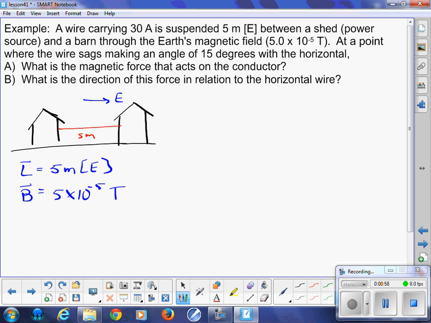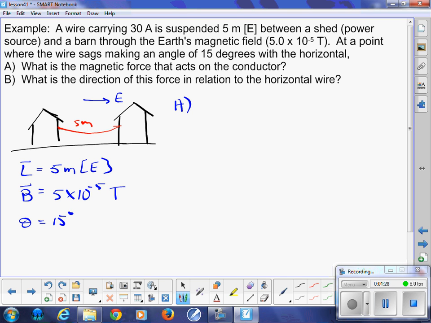And a point at the wire where the wire sags makes an angle of 15 degrees to the horizontal. So I guess the wire is actually sagging. I'll fix that up a little bit. So it sags. The wire is still 5 meters in length. It sags and it makes an angle of 15 degrees with the horizontal. So when we look at that, we now have all that information.